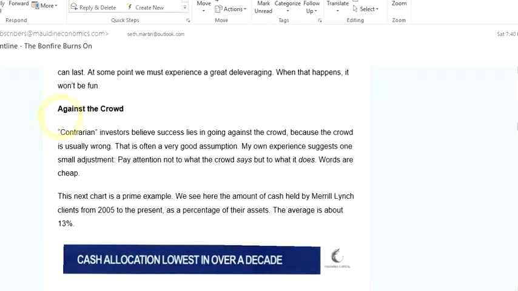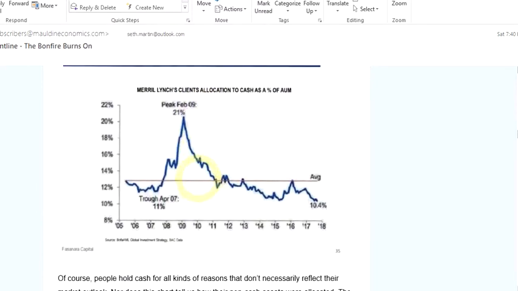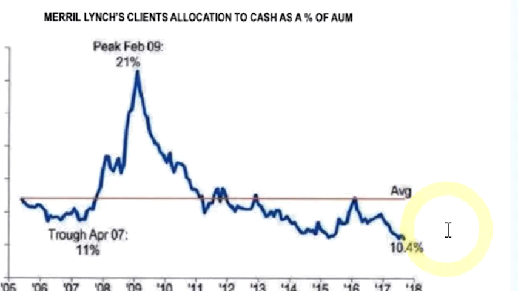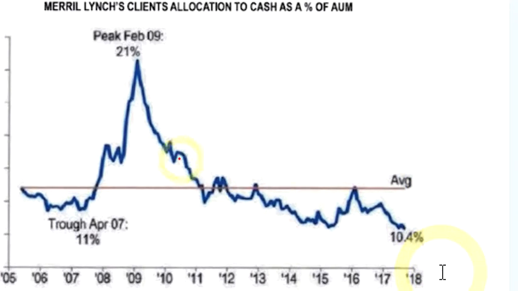So here's some talk that he does about contrarianism and going against the crowd, and he brings up this exposure to the markets versus cash. And we've talked about this. We've got record... you can see here we peaked at 21% of Merrill Lynch clients holding cash in February 2009. Now, in almost 2018, only 10% of the clients are holding cash.